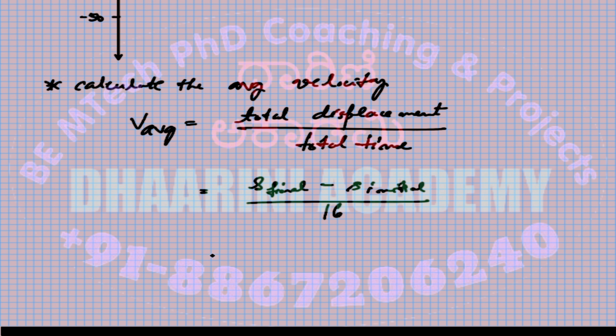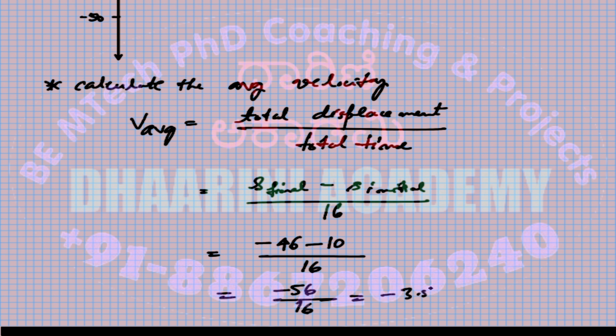Okay, S I have to find. Final value of S is equal to minus 46. Minus, what is the initial? It is 10, right? It can be easily seen from the graph, divided by 16. So this is minus 56 divided by 16. So average velocity is continuously decreasing here. 48 plus 8. So this is minus, yes, minus 3.5 meter per second. So minus indicates that your velocity is continuously decreasing.